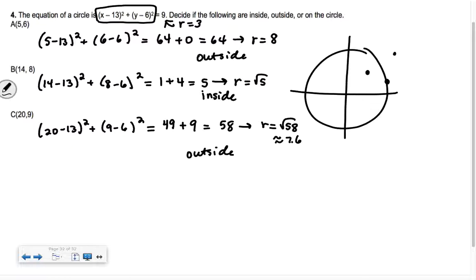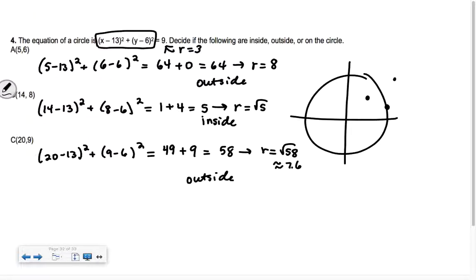All right, does that make sense? All right, was that the last thing? I think that was the last thing. Yep. All right.